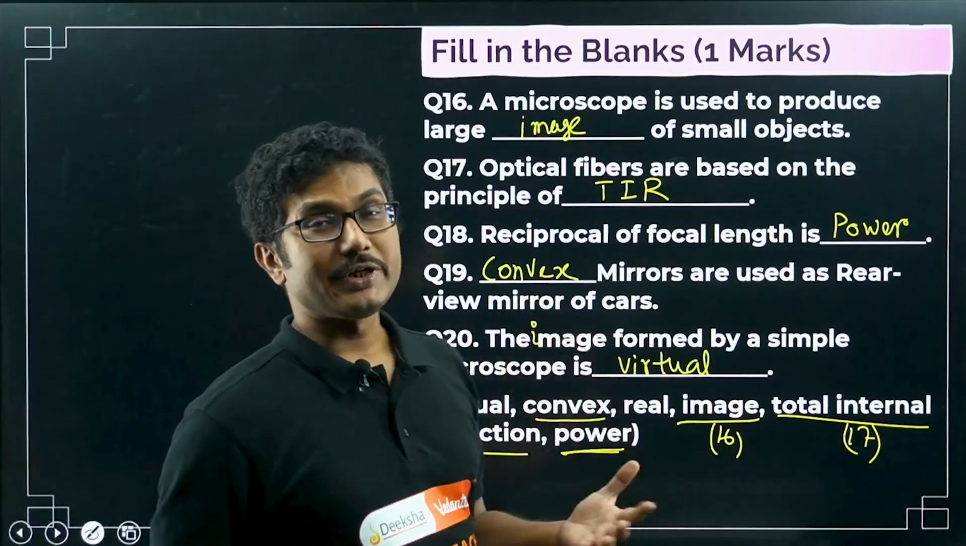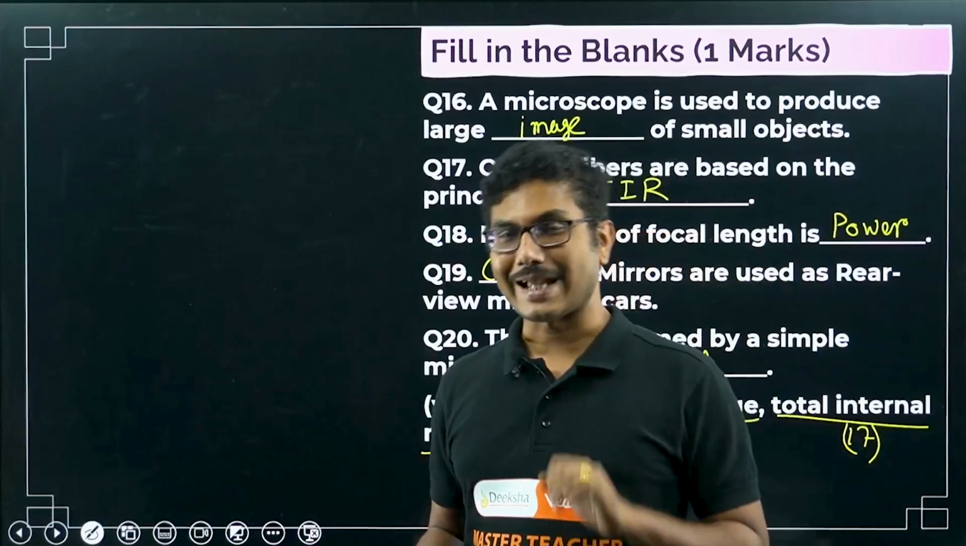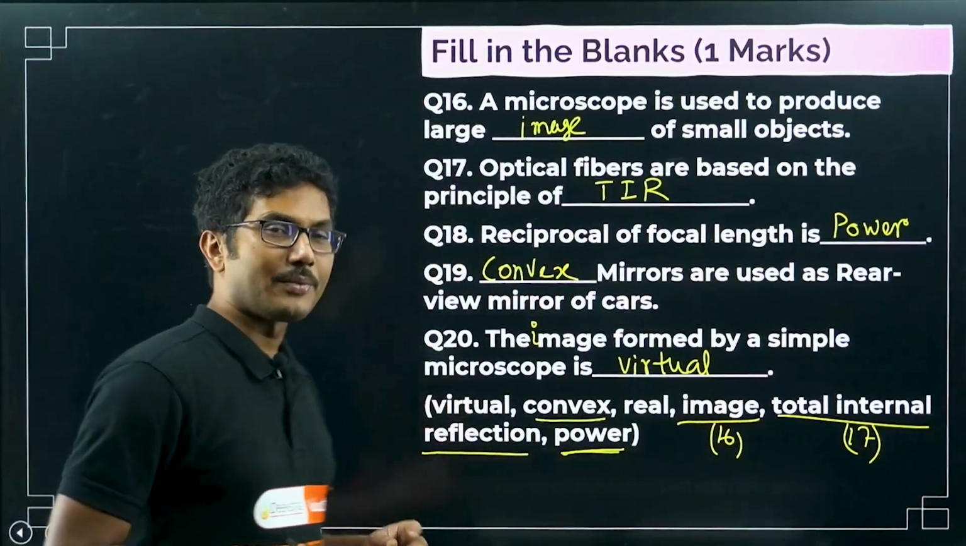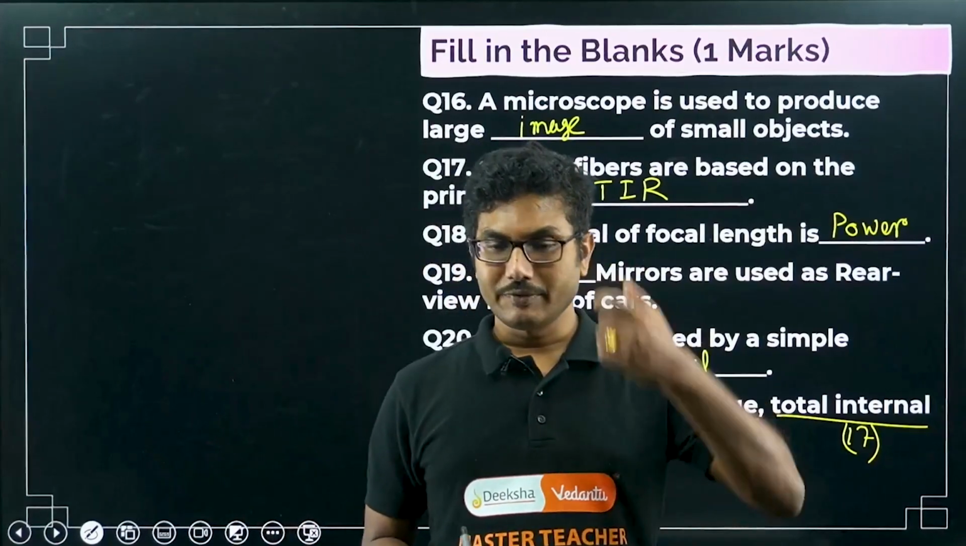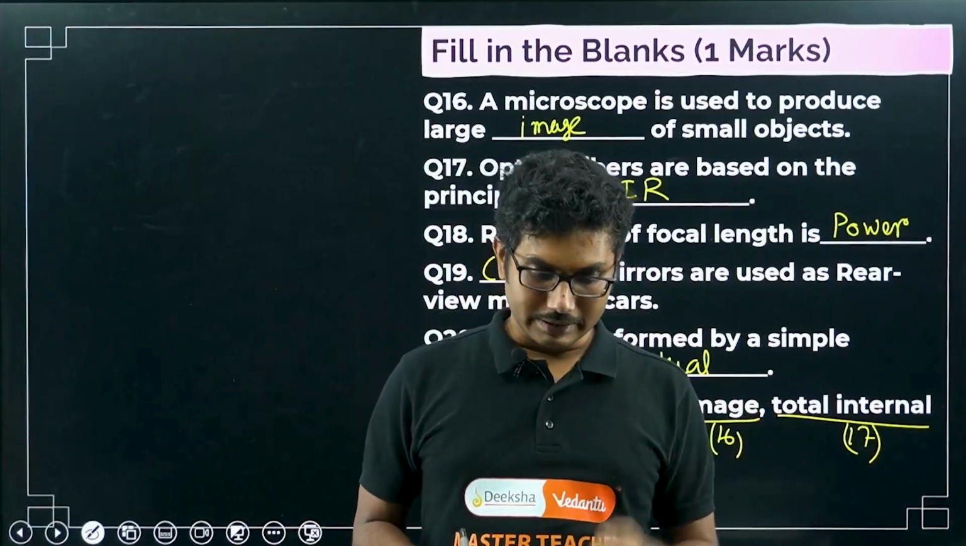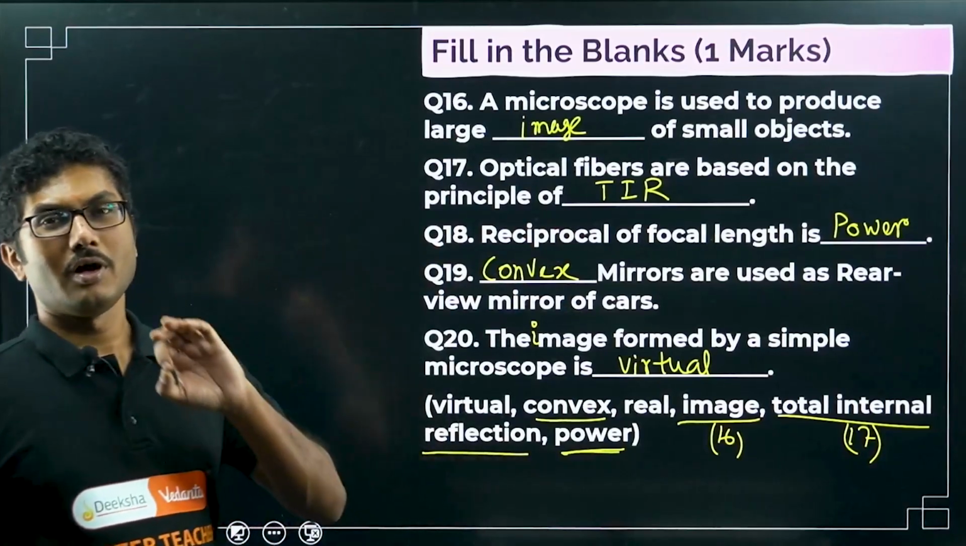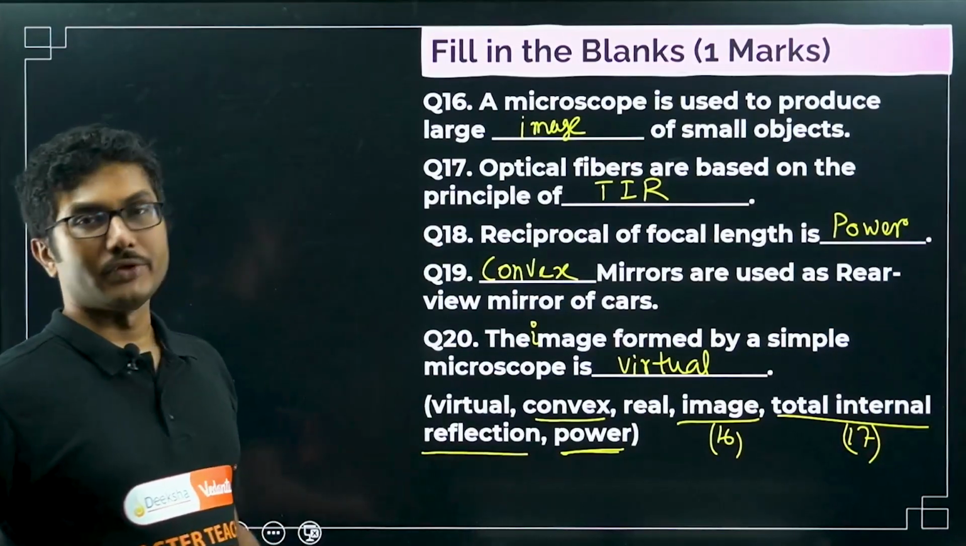A real image you have to see on a screen. A convex lens can produce magnified real images, but for that you have to use a screen. But if you are using it to detect small objects, then basically you are using it for a virtual image. Okay, you have to be careful.